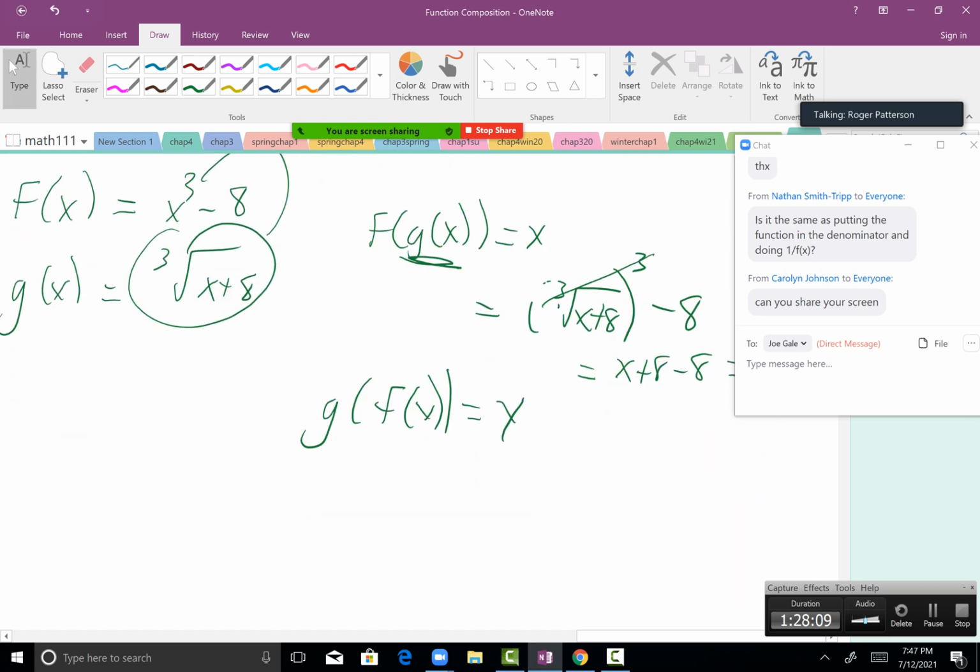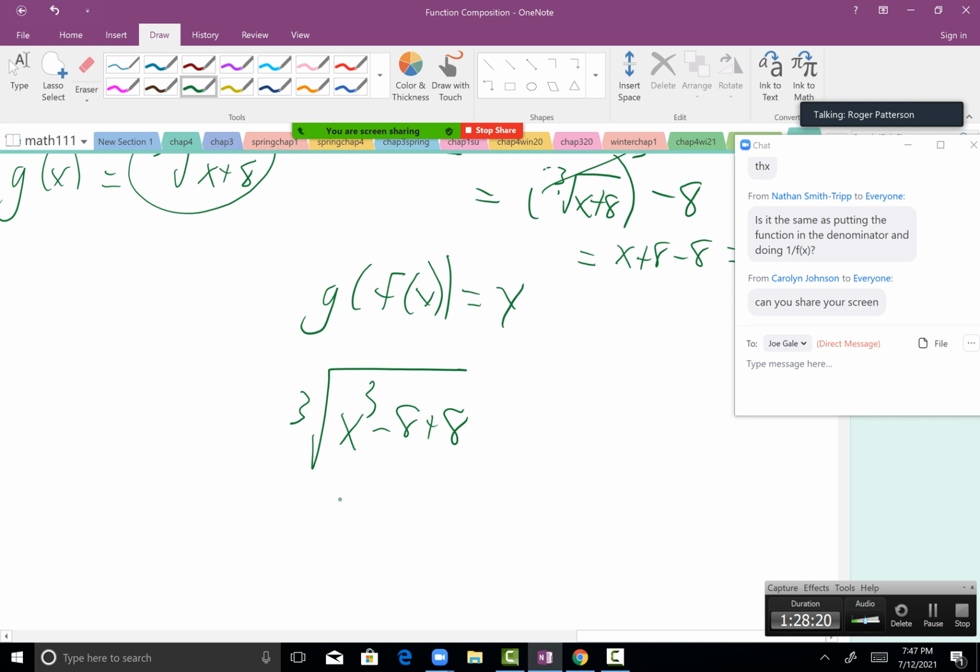Here, I'm going to do the same thing. So I'm going to put f into g. So I'm going to take the cube root of x cubed minus 8 plus 8. Well, the 8's are going to go. Cube root of a cube is just going to give me x. And that's what they're going to ask you to do, is just show that those things are the same. When that happens, they're inverses. So when you do the composition and they turn out to be x, they're inverses.